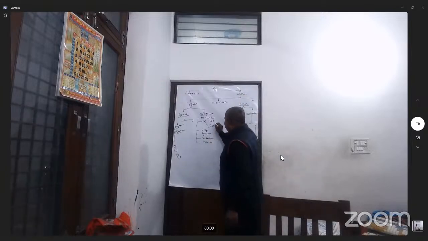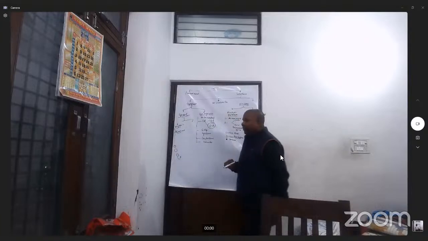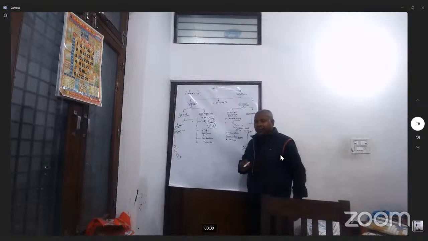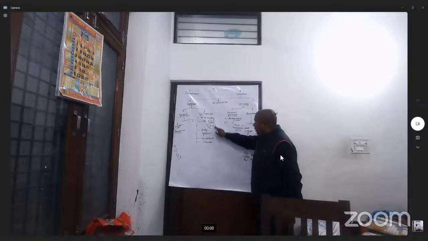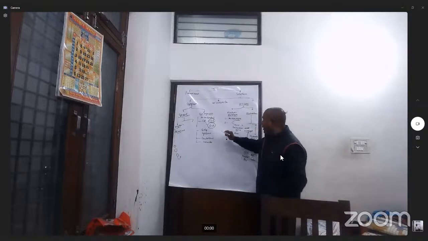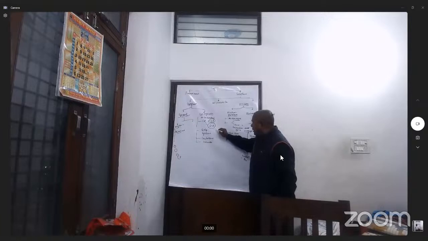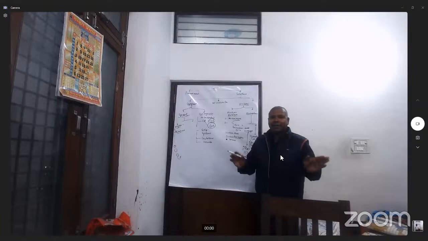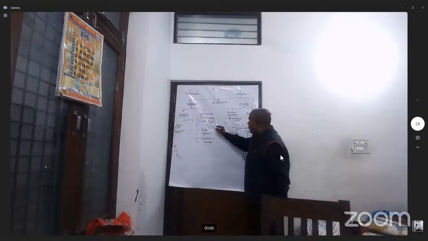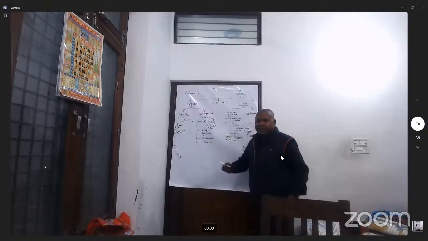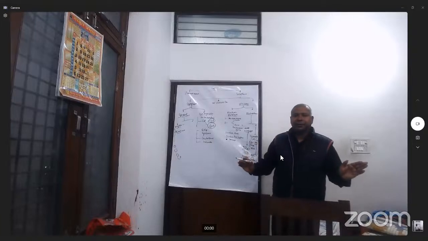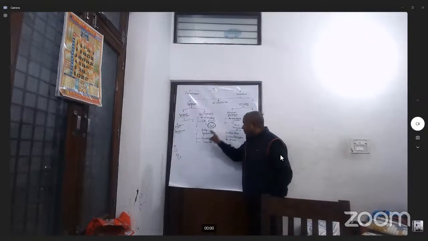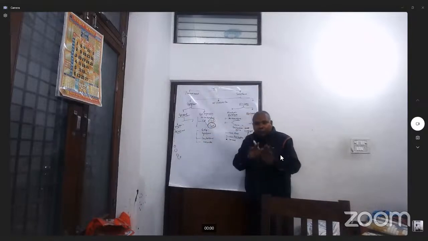RER, that is, rough endoplasmic reticulum, and smooth endoplasmic reticulum. You should not be confused that if the ribosome is removed from RER, it will change into SER. That is not so, because the membrane composition of these two is entirely different. Rough endoplasmic reticulum is known as rough because it is associated with the ribosome.